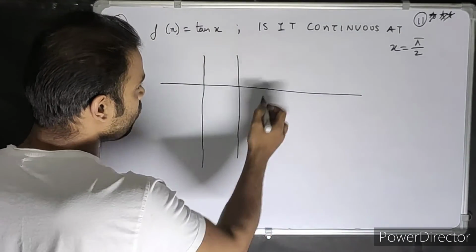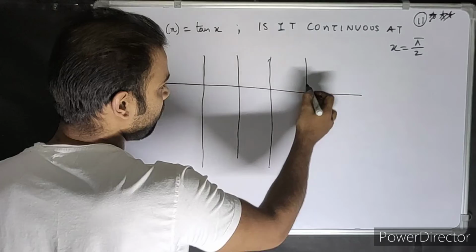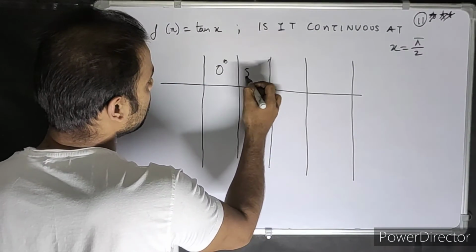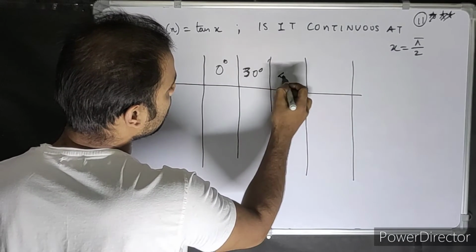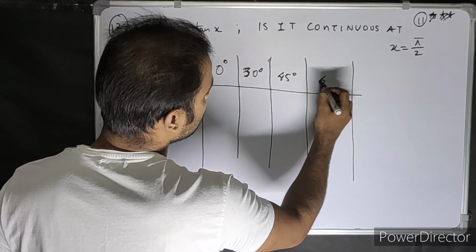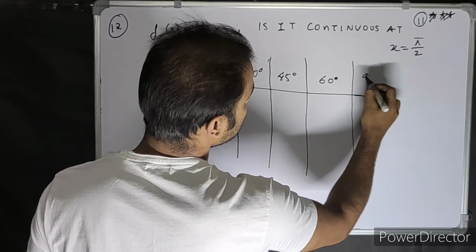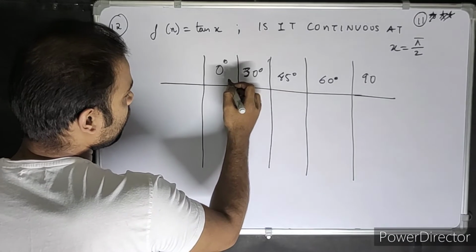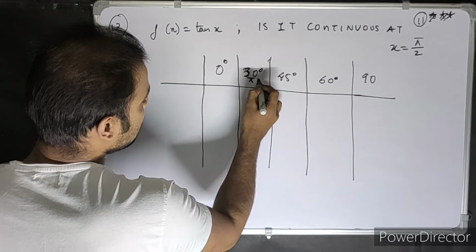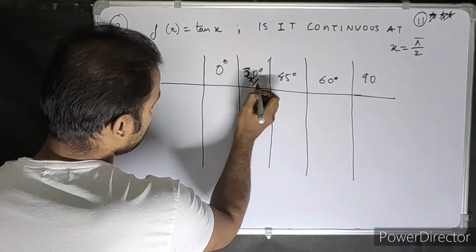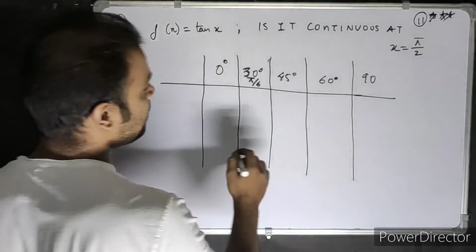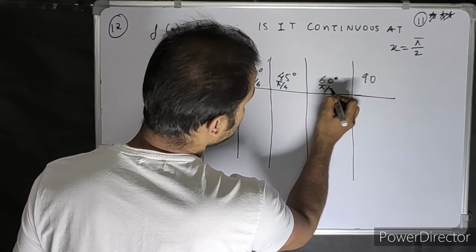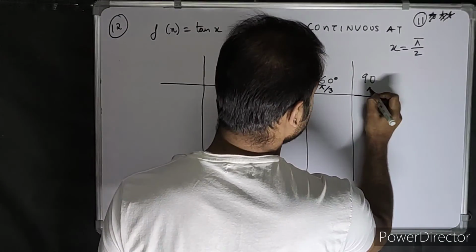Class 12 students, you all know how to make the table. Very simple. 0 degree, 30 degree, 45 degree, 60 degree, and the final one is 90 degree. 0 degree, 0 degree, 0 degree. This is pi, that is 180 by 6, 3 sixes are 18, that is pi by 4. This is pi by 3, and this is pi by 2.